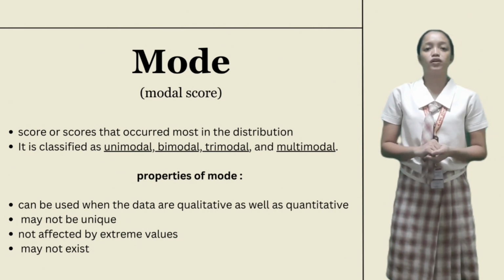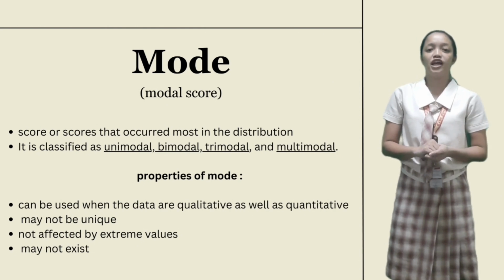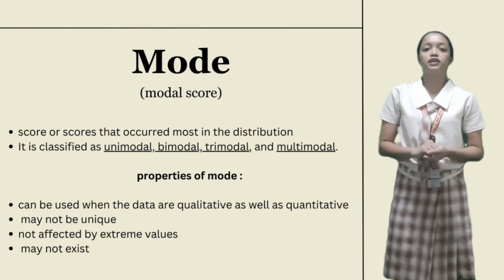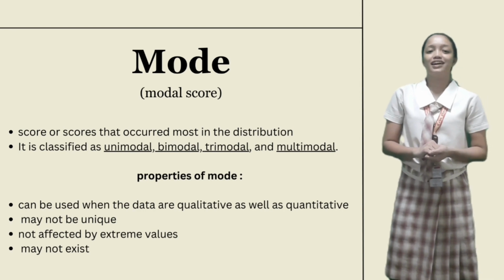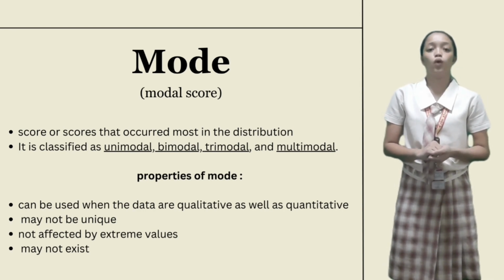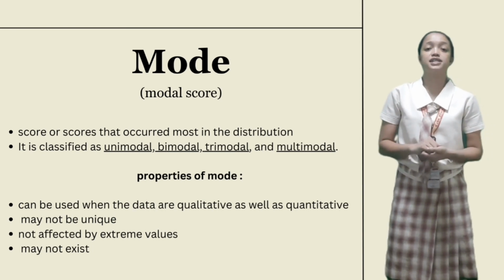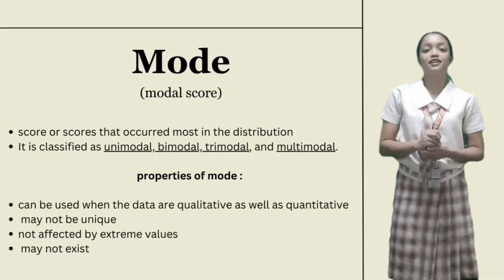Mode can be used when the typical value is desired and when the data set is measured on a nominal scale. So the properties of the mode are, it can be used when the data are qualitative as well as quantitative, it may not be unique, it is not affected by the extreme values, and it may not exist.